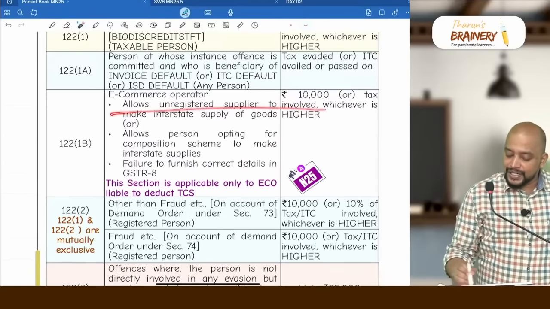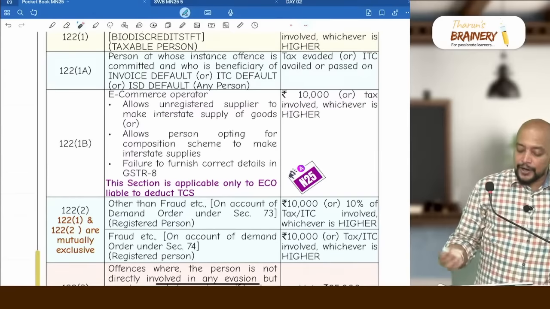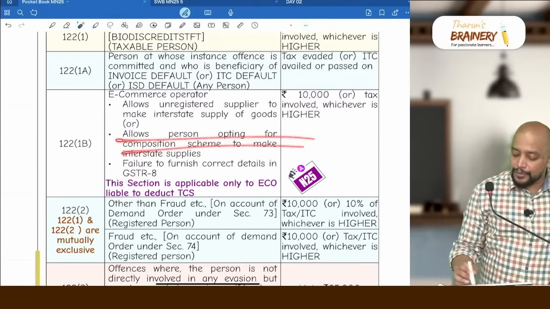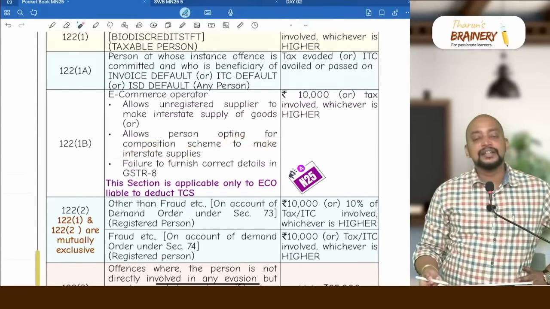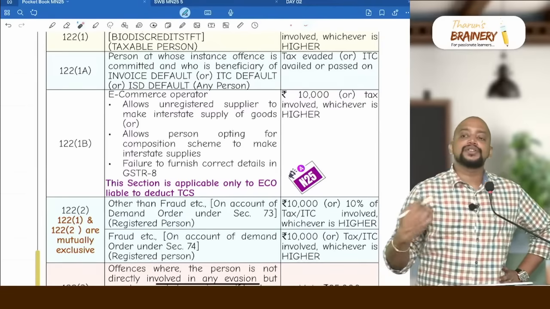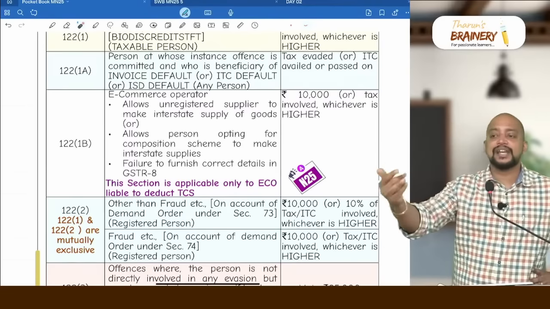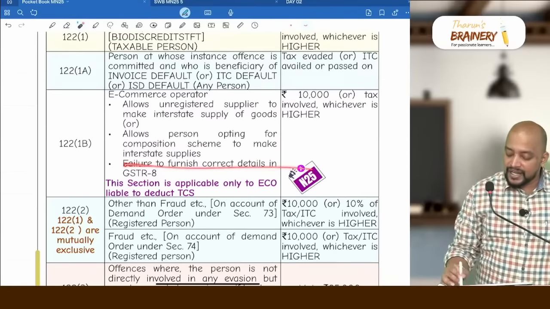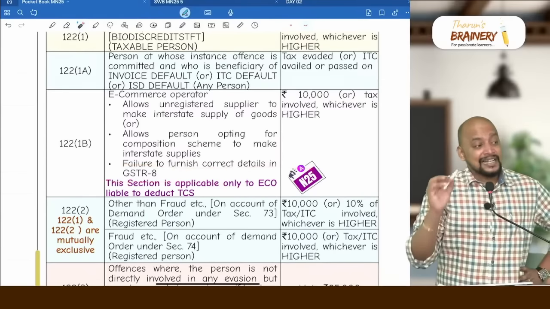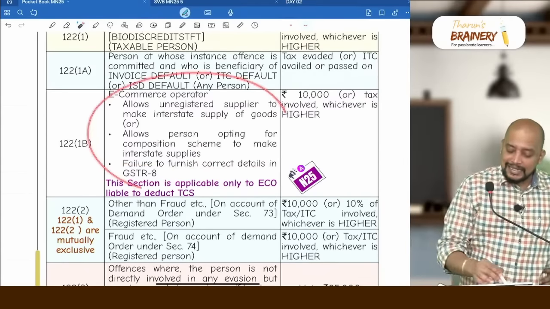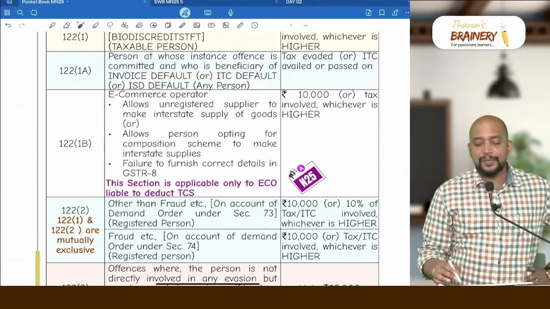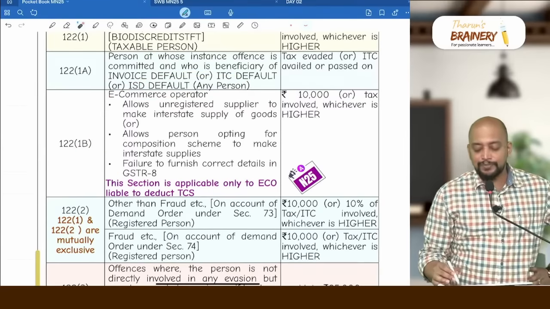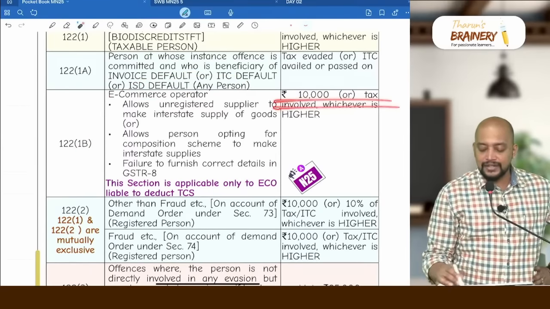So allowing an unregistered supplier to make interstate supplies, or allowing a person opting for the composition scheme to make interstate supplies. Yes, a person under the composition scheme should not make interstate supplies. If they make interstate supply, they are disqualified from the composition scheme. Or failure to furnish correct details in GSTR 8. In these cases on the e-commerce operator, there will be a penalty under 122 subsection 1B, 10,000 rupees or tax involved, whichever is higher.